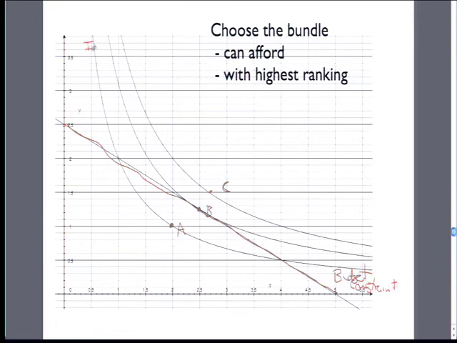And here's 3 indifference curves. Indifference curve 1, indifference curve 2, indifference curve 3. 3 points are on 3 different indifference curves. We can afford A and B. Those are the 2 that we can afford. We can't afford point C because it's above our budget constraint.